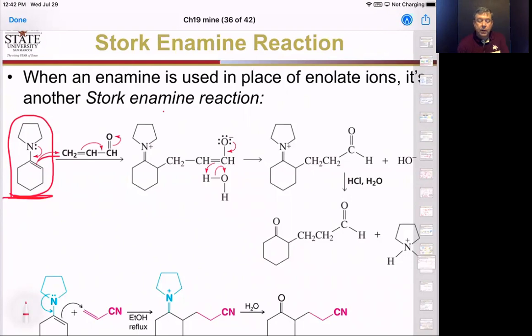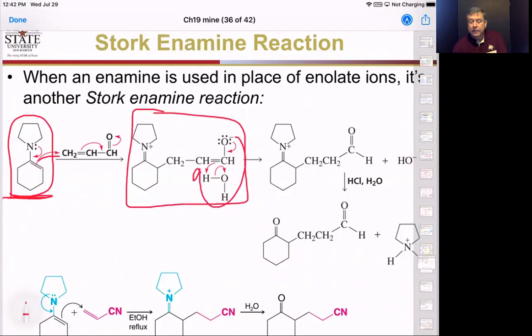Once we get to our intermediate here, we're going to transfer a proton over to this alpha carbon, giving us our final product here. In this case, we started with an aldehyde and we ended with an aldehyde, but now we have to break up that nitrogen compound, and we do that with a little bit of water, a little bit of acid, and that'll regenerate our original ketone from our substrate here.